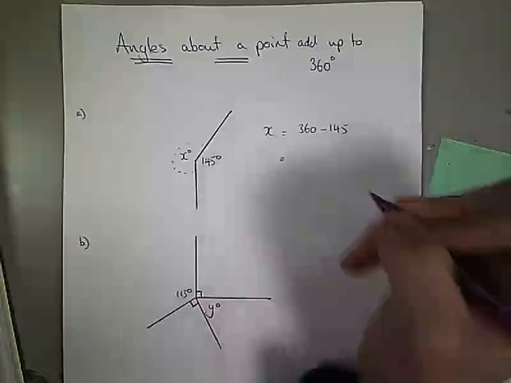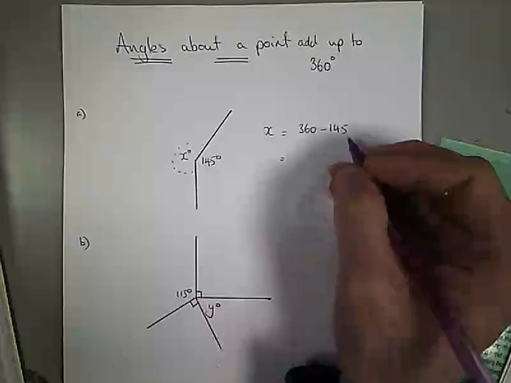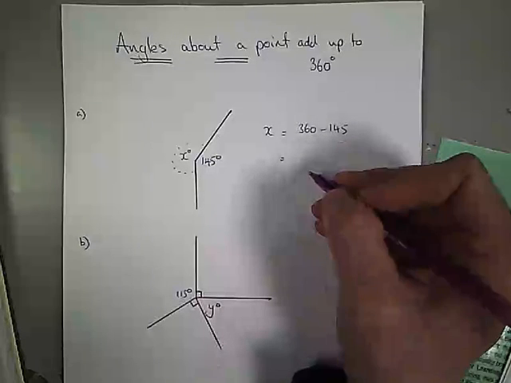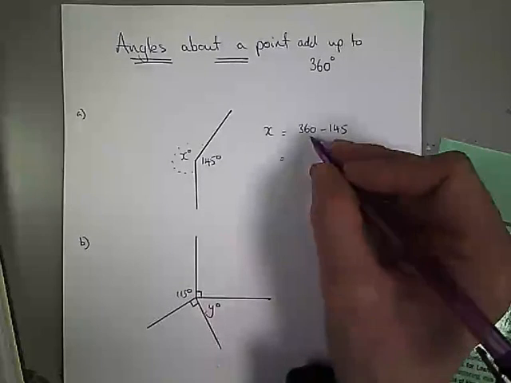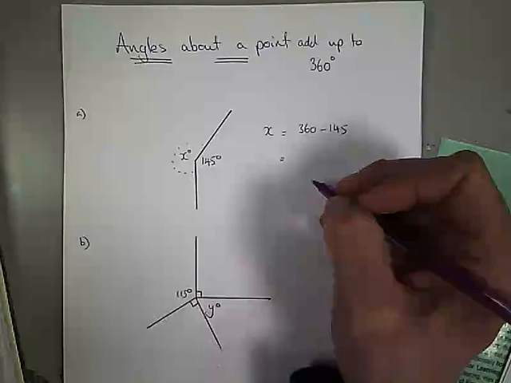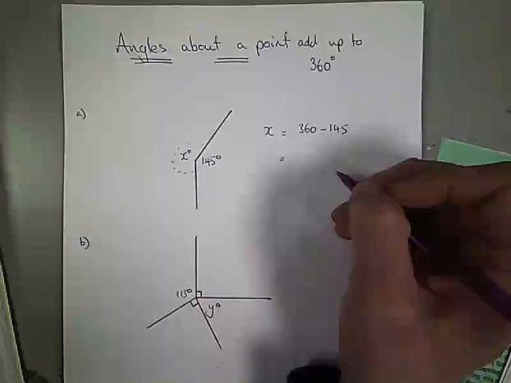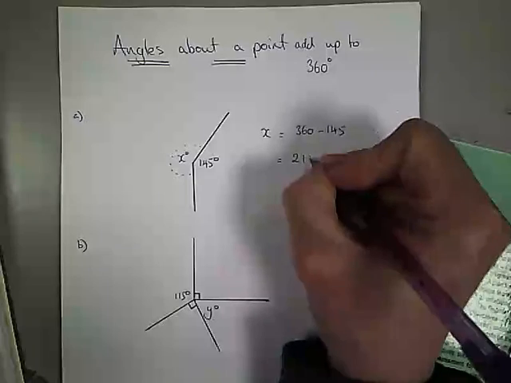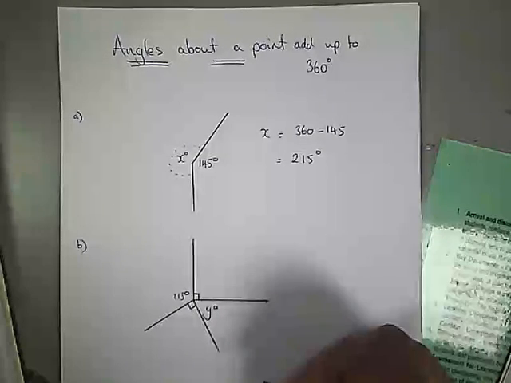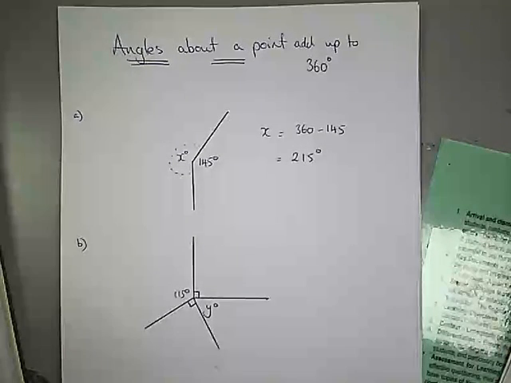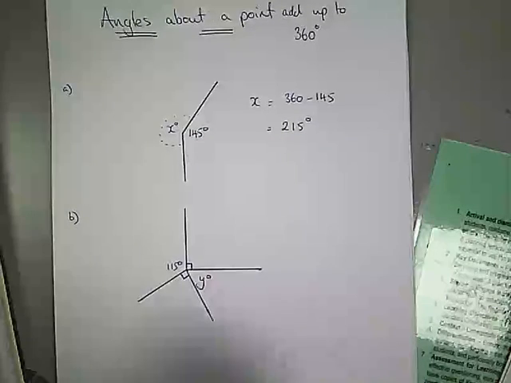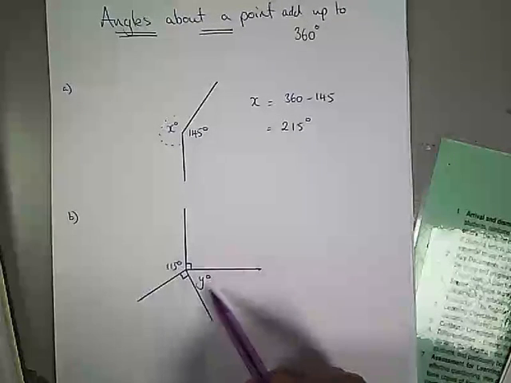So X will be equal to, take off 100, I get to 260. Take off 40, I get to 220. Take off the 5, I get to 215 degrees. Nice and easy. So, for my second example, I'm looking for the angle Y.